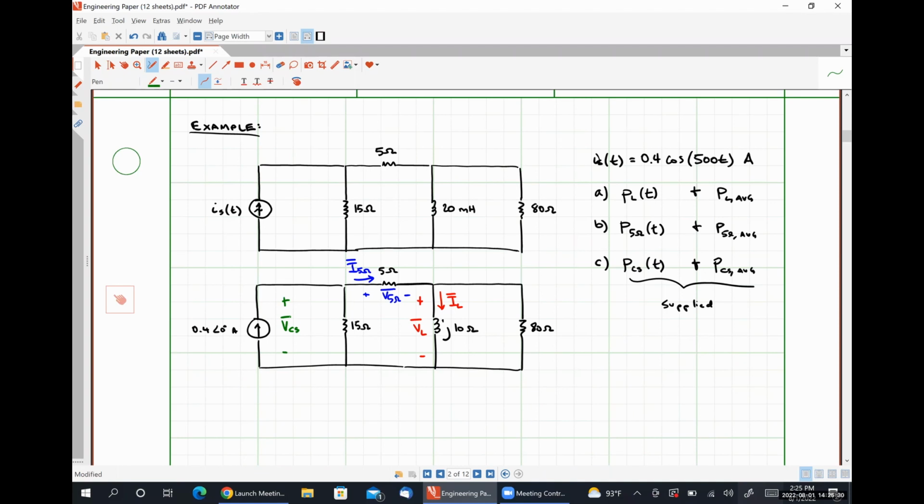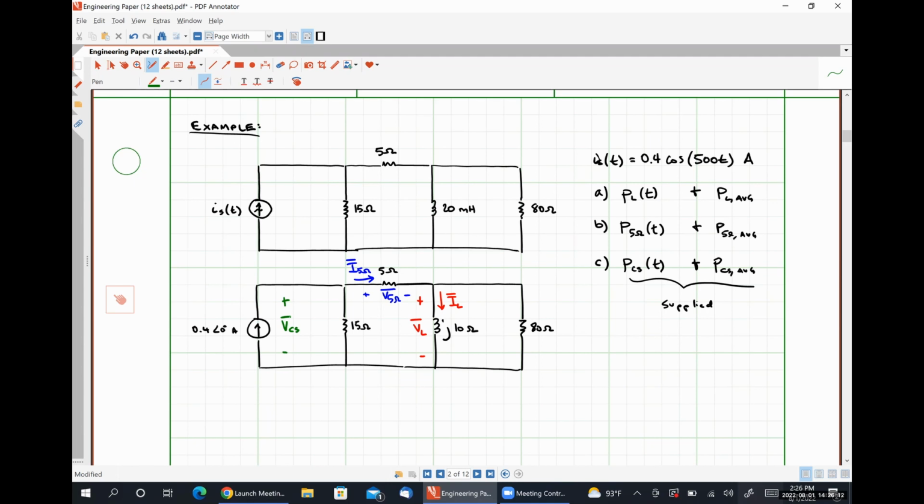So one thing that we could potentially do would be to perform a source transformation on the practical current source on the left-hand side of the circuit. In doing so, we could effectively use voltage division to figure out what V5 ohm is and VL is in a pretty straightforward fashion. And then we could add V5 ohms plus VL to find out what VCS is. So that's one route that we could go.